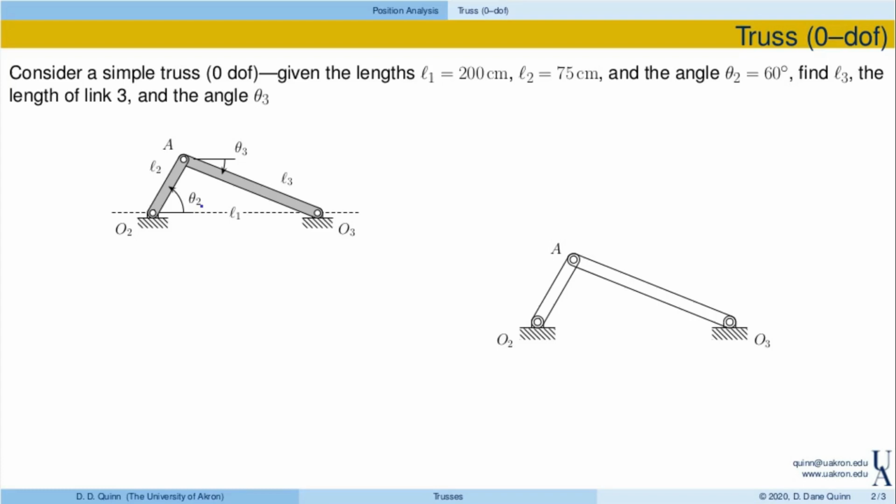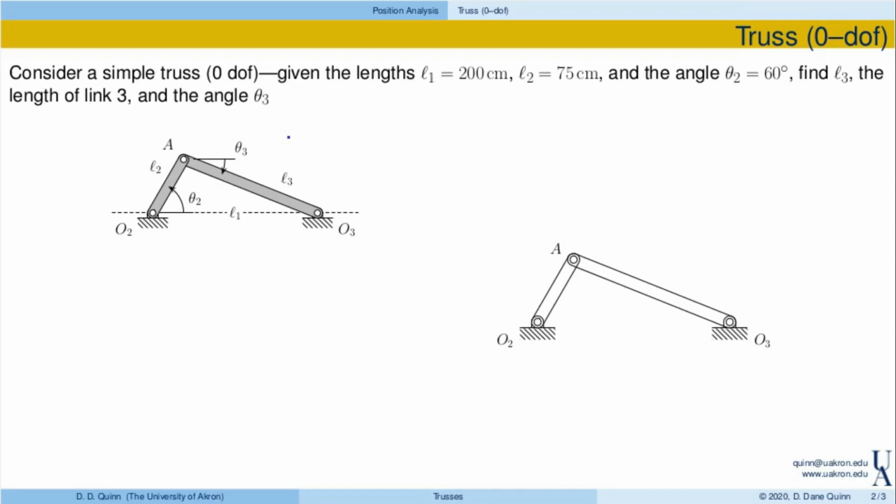Theta 2 is set at a given value. Theta 3 is a given value. Everything is completely static here. So the problem is the following. If I know L1, that's the distance between these two pins, I know the length of L2, that second link, and I know its inclination, what I'd like to find is the length of the third link and the angle theta 3 that it makes with the ground.